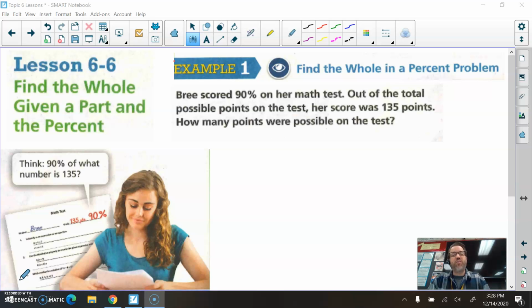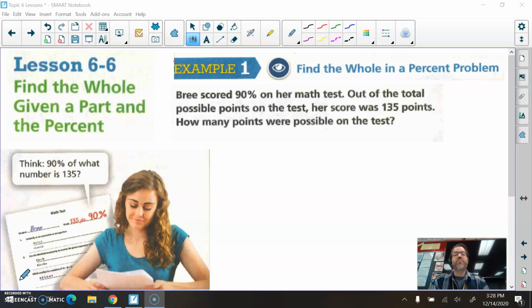We're finding the whole given a part and the percent. The good news for you today is that what we're doing today is just like what we did yesterday. I mean, it really is. Only now instead of finding just a part of a whole amount, we're finding the actual whole amount itself.